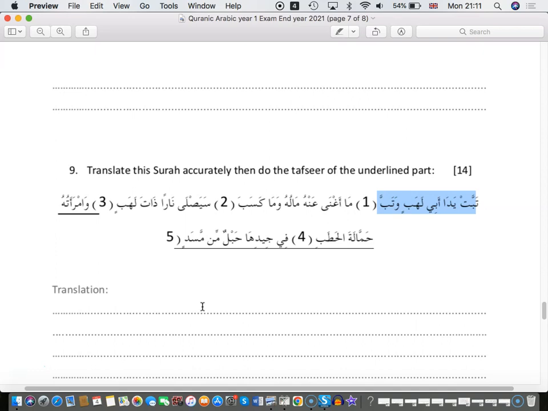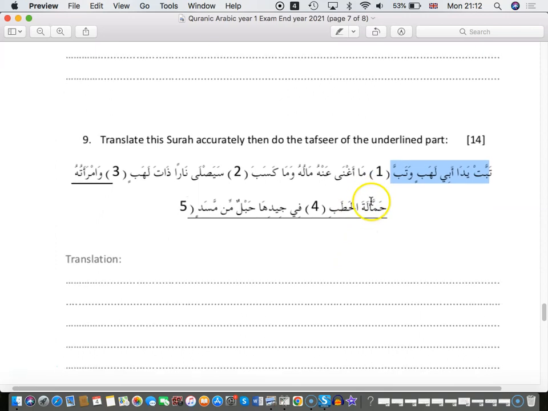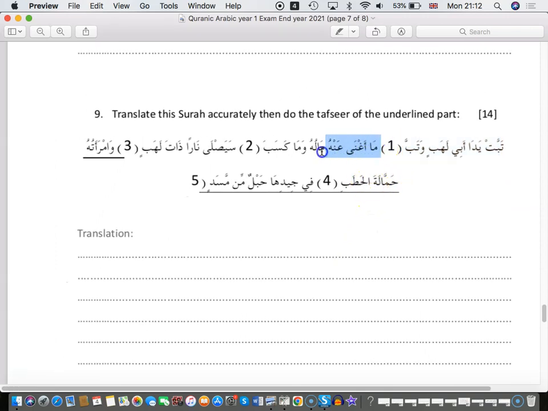All right, so come on. Where do we get the meaning of may? Is there a word may there? Past verb becomes dua in Arabic. Past verb becomes dua. Very good. I don't think anyone else has got a better translation than this one. No? Okay. Ma aghna anhu maluhu wa ma kasab.